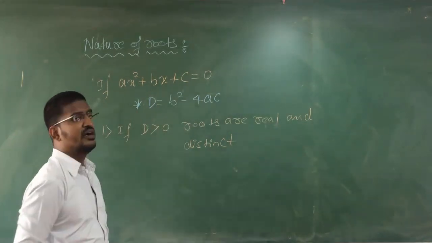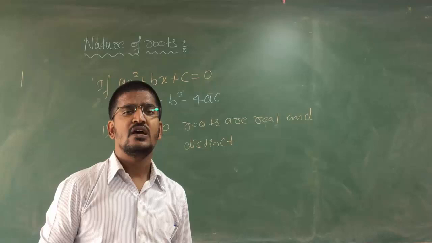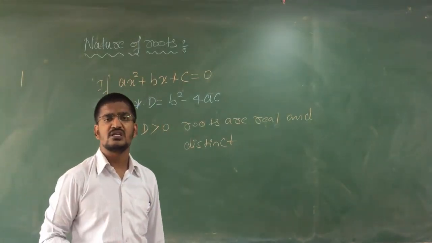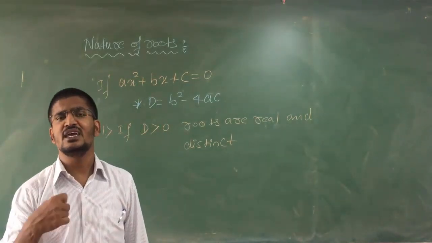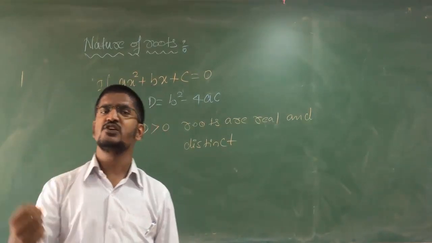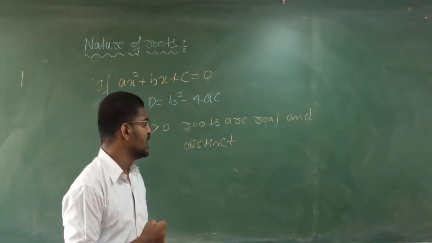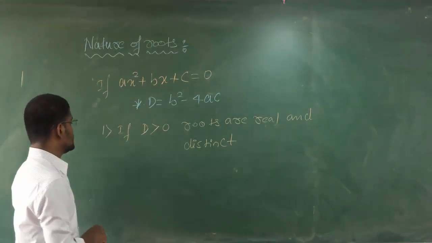Roots are real and distinct. That means the roots are going to be from the real number set and they are not going to be equal. They are going to be distinct. If x is 1, other x will be 2. If x is 3, other x can be minus 3. Like that, it will be distinct.